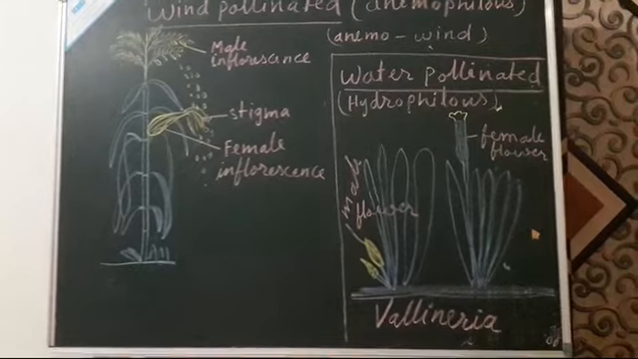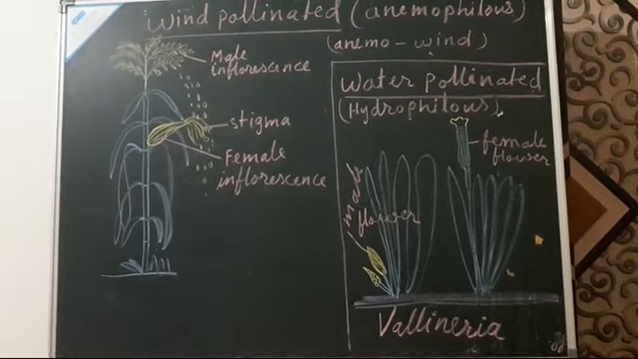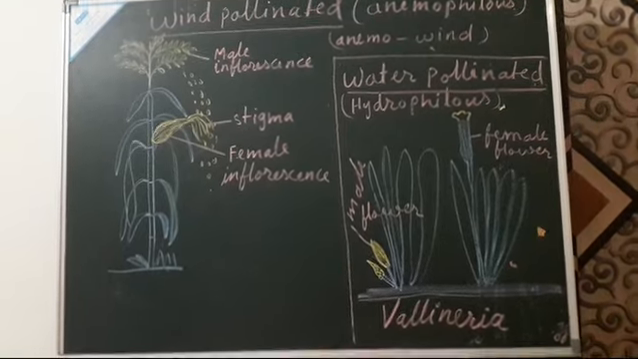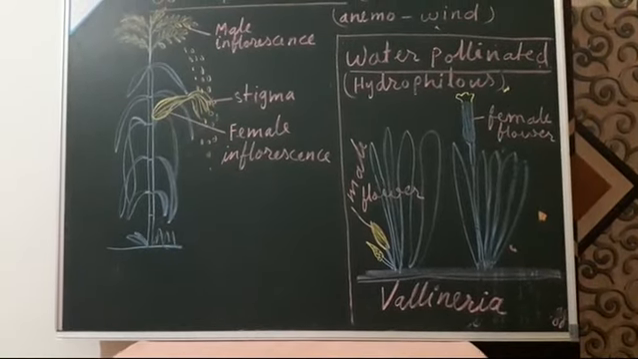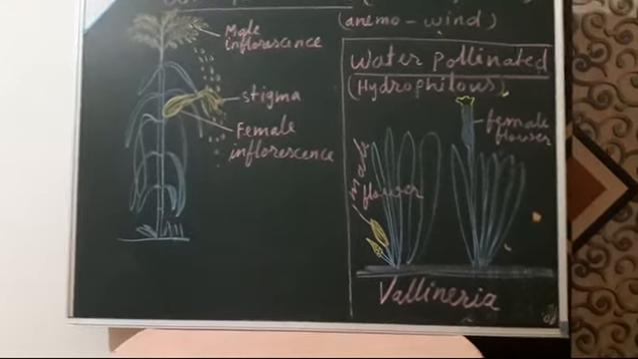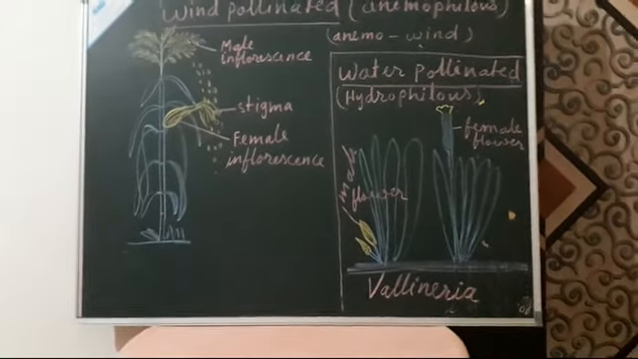So dear students, here I complete my today's lesson. So please, as I have said, learn the characteristics of each pollinated flower, four characteristics, and also the example of each. Please go through it.